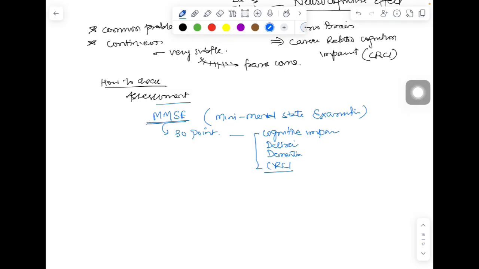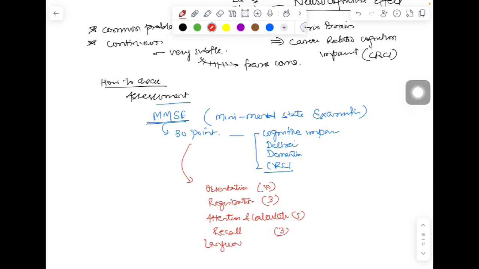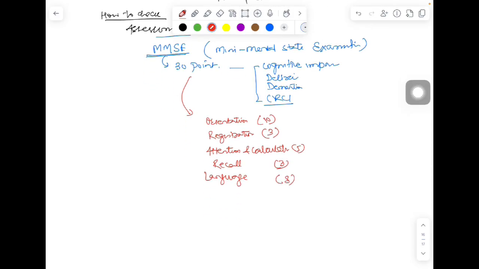Now what does it have? It has a component for orientation, which gets 10 points. Then registration, 3. Attention and calculation, 5. Recall, 3. Language, 8. And visuospatial, 1. So if we look, all of these functions are higher cognitive functions.